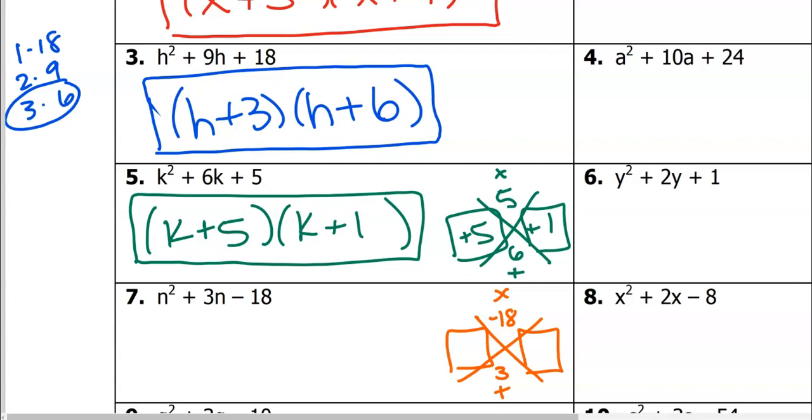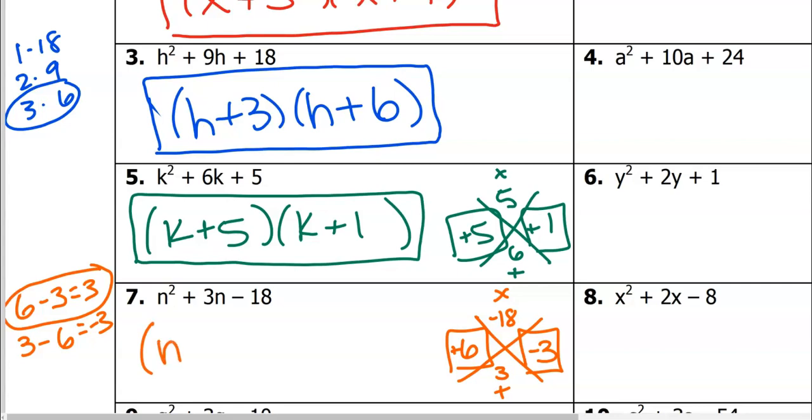So we like the 6 and 3 option, right? So let's think about it. Do I want 6 minus 3, or do we want 3 minus 6? It has to give me a +3, right? So 6 minus 3, see how this one gives me a +3? So 6 times -3 gives me -18, and then 6 minus 3 is 3. So those are my 2 factors. We're using an n this time: n plus 6, and n minus 3.